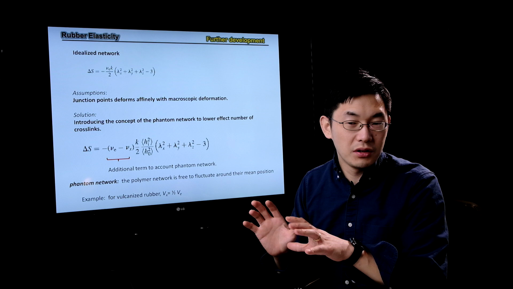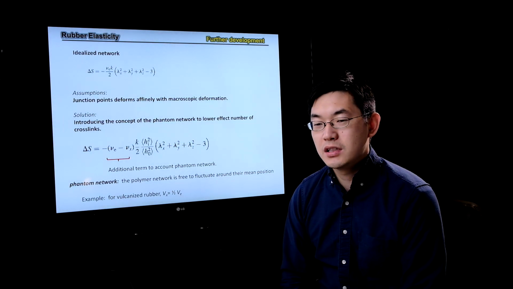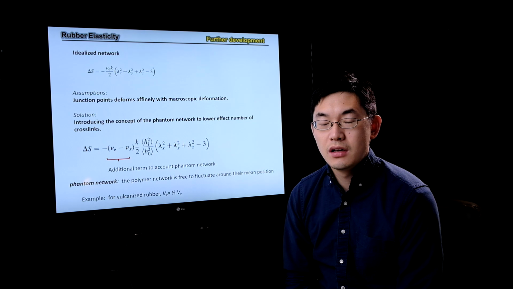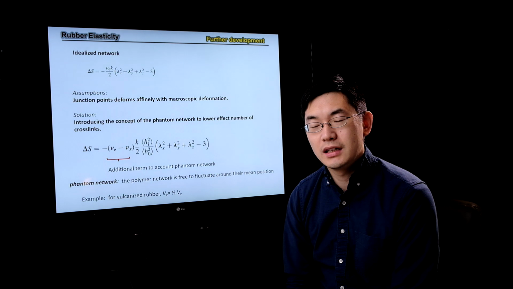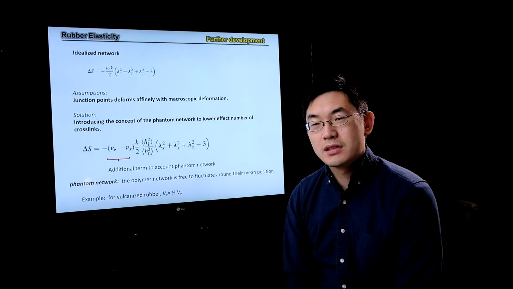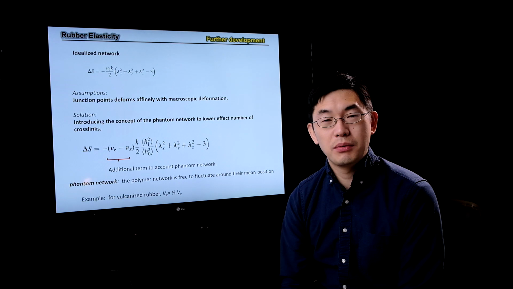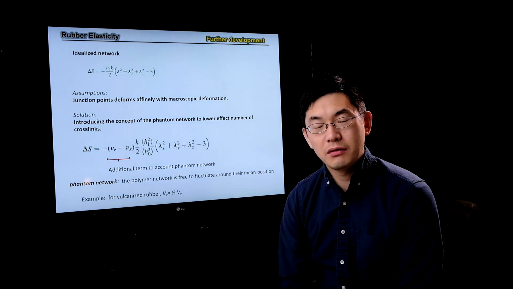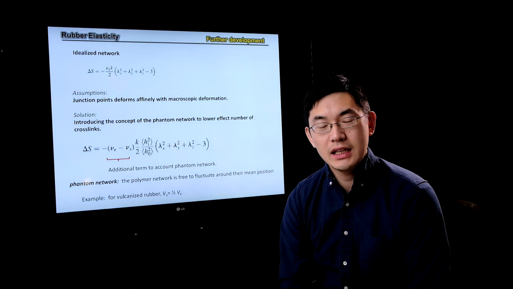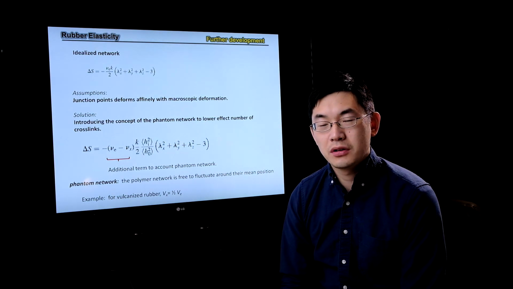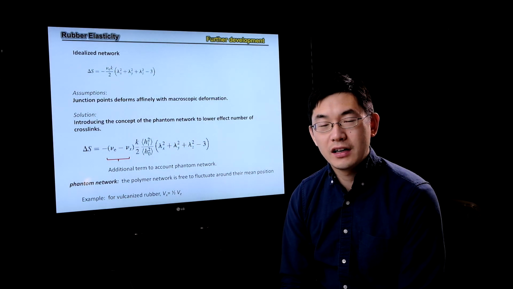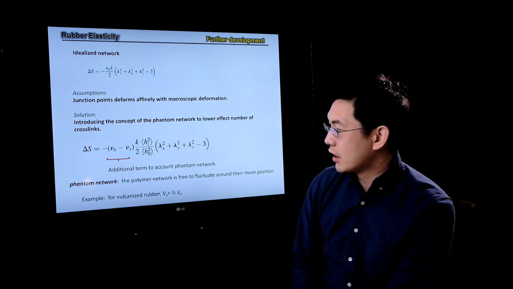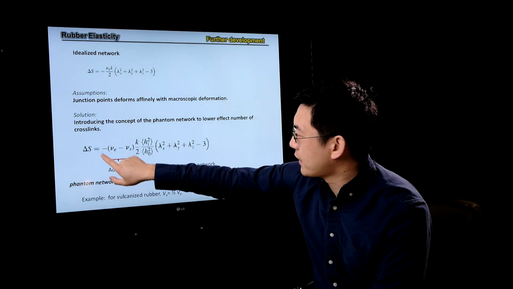We don't care, or we don't want to understand in every single detail where the network crosslink point is, but we instead introduce this ghost term, and this ghost term has a unique ability to say that you have a network crosslink point. This crosslink point is somewhere in that area, and it will stay there. Using this ghost network, it will allow you to capture the deformation should be affine macroscopically. Okay, so this is again a minor modification to address this prefactor term.